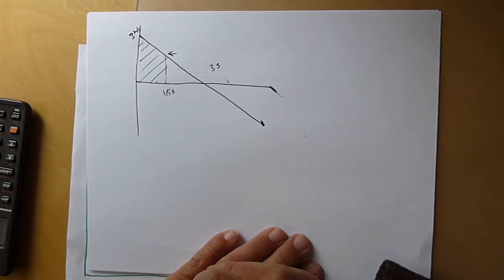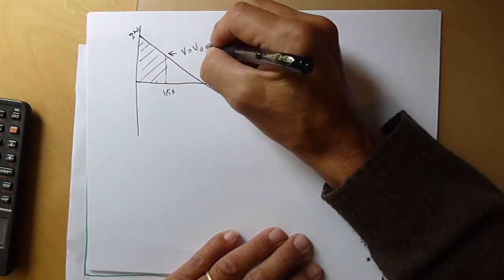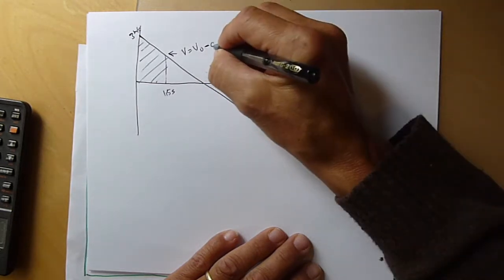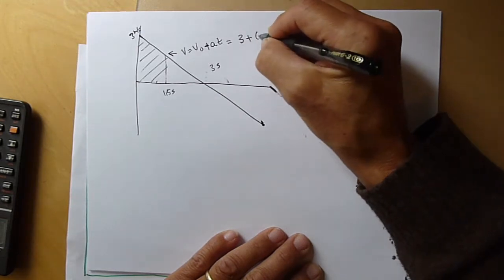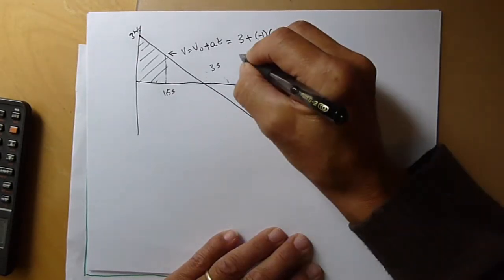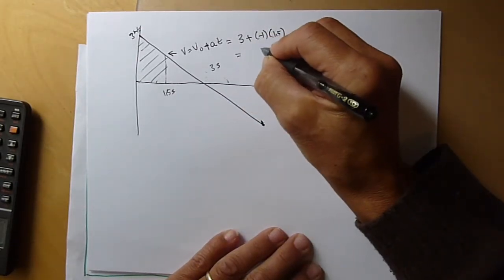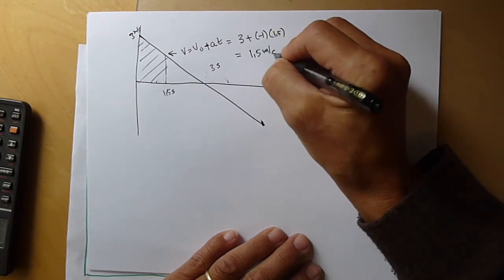I can say that the velocity here is v0 plus at, and in our case that would look like 3 plus minus 1 times 1.5. We know what the answer is because we've done this already, but it's going to give you 1.5 meters per second.